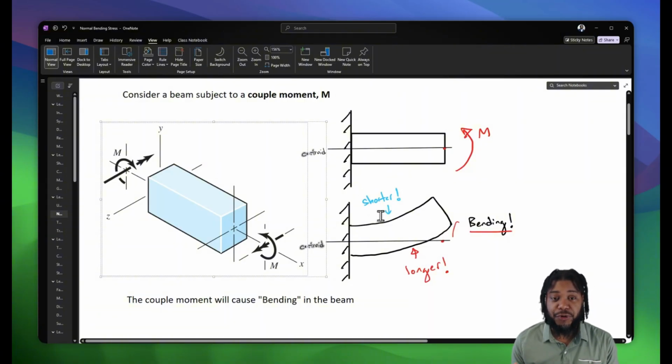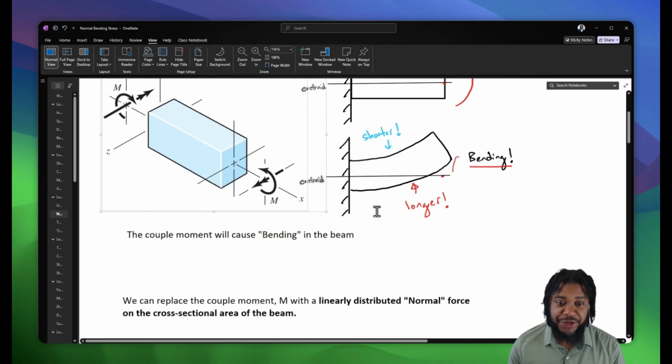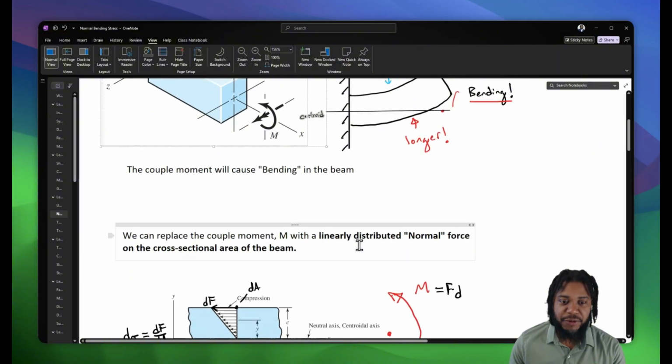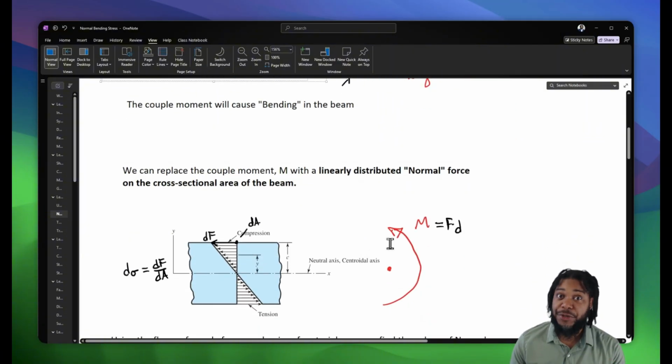So one side, in essence, stretches or is under tension, and the other side becomes shorter and comes under compression. With this in mind, if one side is in tension and another side is in compression, then we know that the stresses distributed across this body are not going to be uniform, right? So we're going to have some tensile and some compressive stresses going through this beam. Now, how do we arrive at what the distribution of these stresses is? Well, let's think about what a moment is.